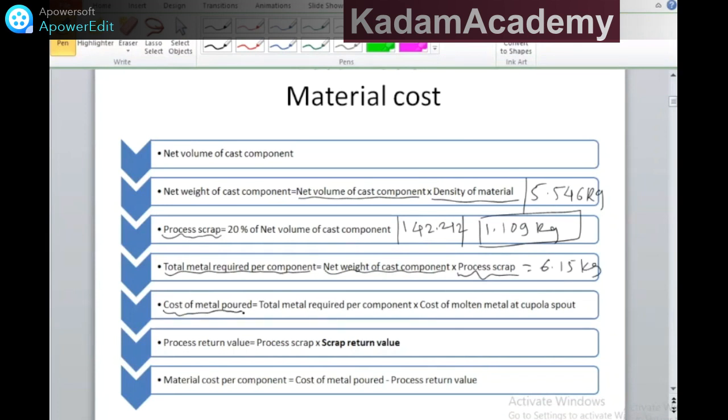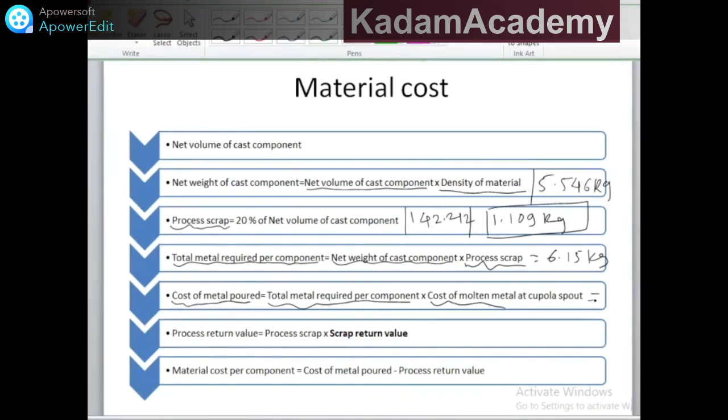Now let us see what is the cost of this component. So what is the cost of the component? That is the total metal required for the component into the cost of the metal per kg. So I have already given the cost of molten metal in your given data. So please tell me what is the cost of this component now. It's 123.